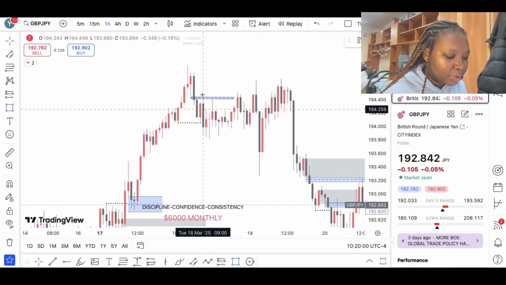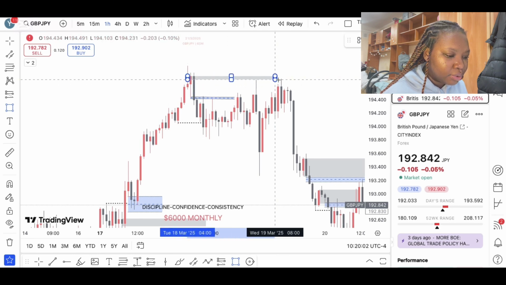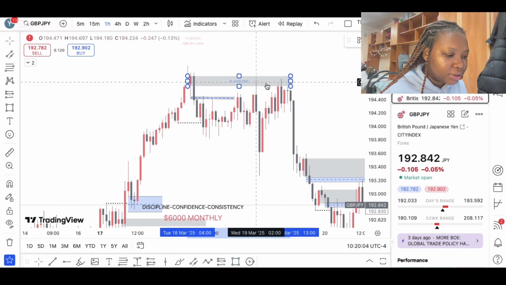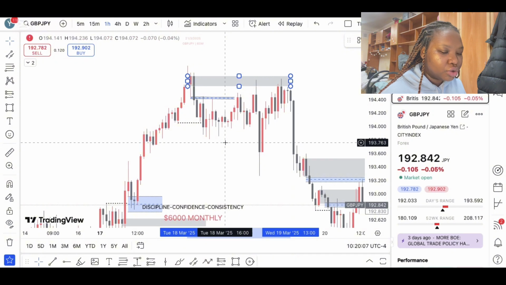This is our other block here. Price tapped into the order block and it dropped. So this is what an order block is.